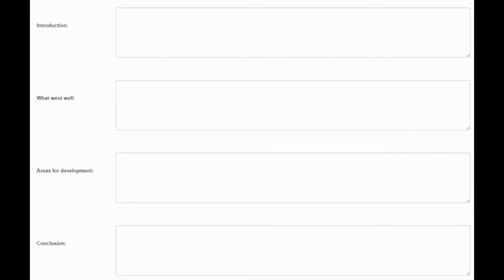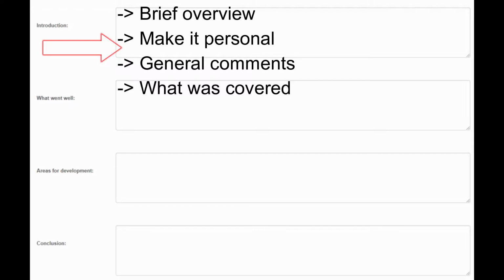So the first part is the introduction. This is where you write a brief overview about the lesson. You need to make it personal and can comment on how well the Brady did. You might say something like, it was lovely to meet Pearl today. So it can also be used as a general comment and a new niceties section. Also, here is where you'll need to state a brief overview of what's been covered, especially if it's a new taster. You'll need to include the units that you've covered here.